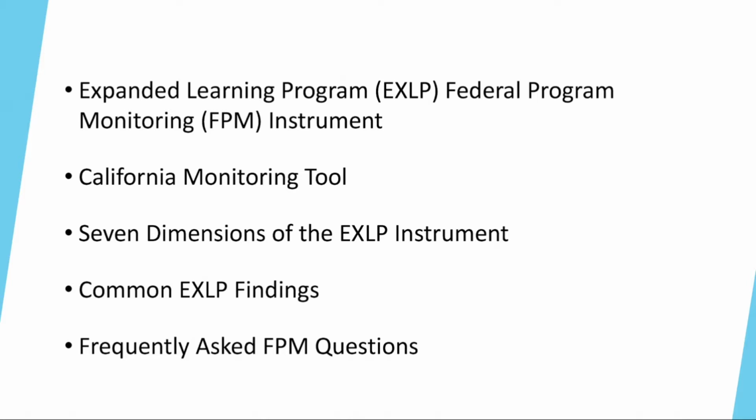Today we'll be discussing the Expanded Learning Program, EXLP Federal Program Monitoring, FPM Instrument, the California Monitoring Tool, CMT, the 7 dimensions of the EXLP instrument, common FPM findings, and frequently asked FPM questions. We'd like to make you aware that the FPM instrument has been renamed and updated. Previously known as the Before and After School Program Instrument, it is now known as the Expanded Learning Program Instrument and has been reduced from 24 items to only 20.